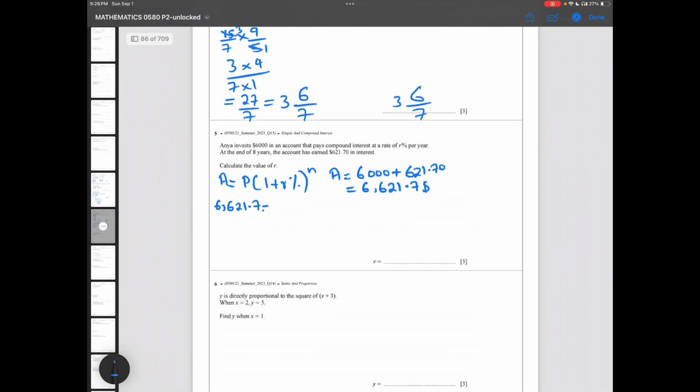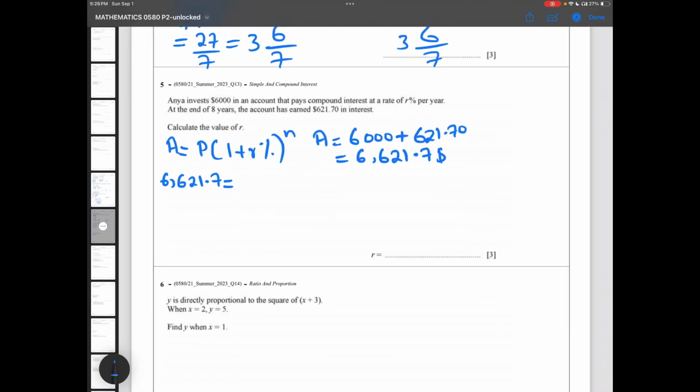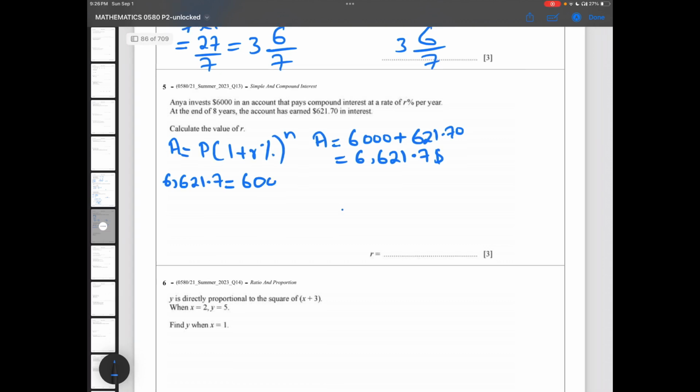is equal to, in place of P, the principal amount, which is 6,000, the initial money you invested, 6,000, bracket 1 plus R percent. n means the total number of years, or the total number of times the interest has taken place, and that's 8.